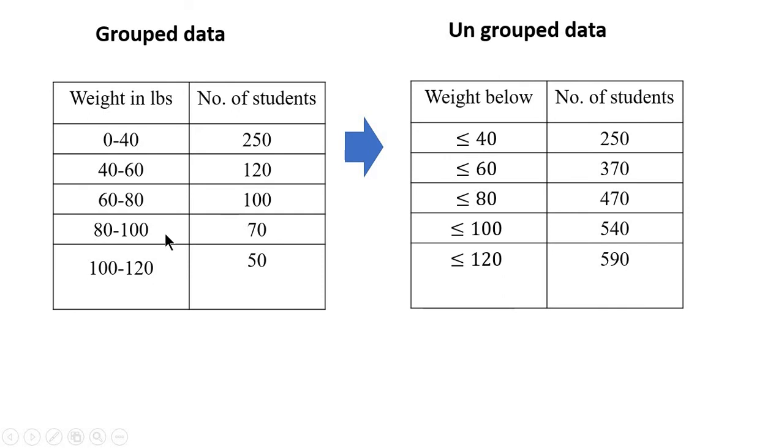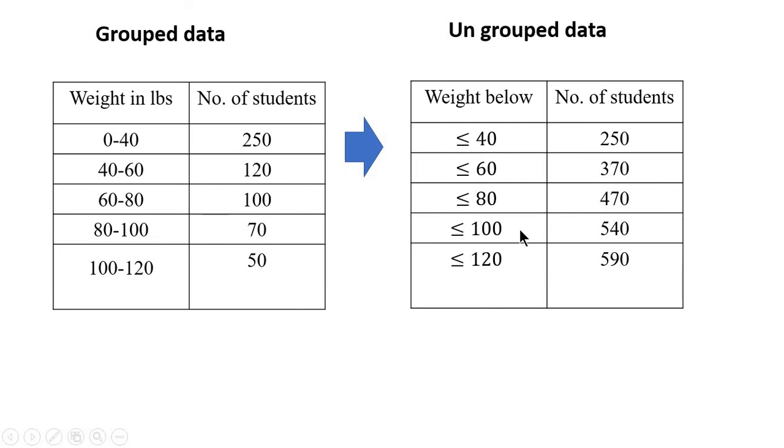So these are all grouped data. It can be converted to ungrouped data. Like the number of students who weigh below 40 is 250. The number of students who weigh below 60 means the number of students who weigh below 40 is also included. So 250 plus 120 will be 370. The students who weigh below 80 means below 60 and below 40 are also counted. So 370 plus 100 would be 470.